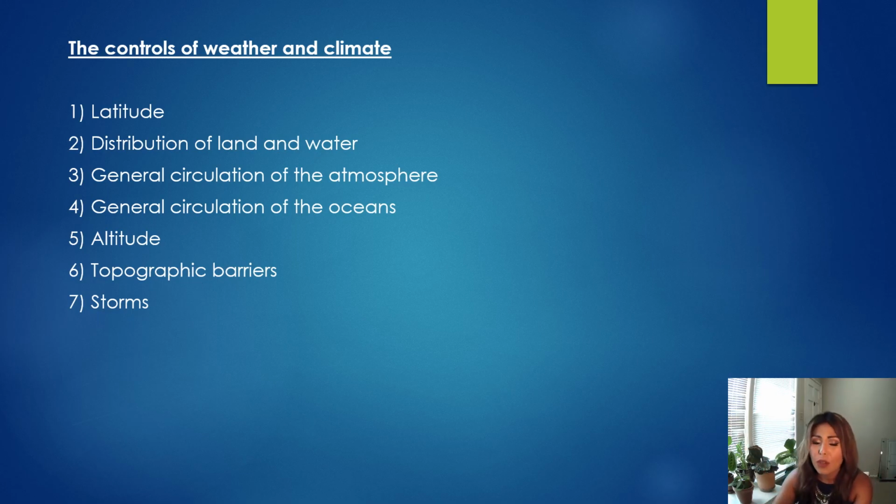General circulation of the oceans. Altitude, if you're high up in altitude, your weather and climate is going to be much different than if you're closer to sea level, right? Topographic barriers, if you live within a valley or on one side of a mountain, it's much different. That'll affect weather and climate. And storms, right? So these are very important.